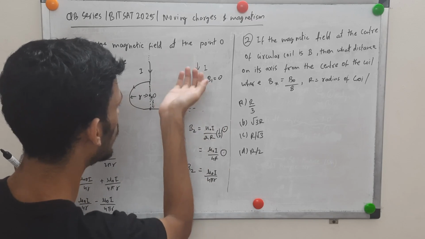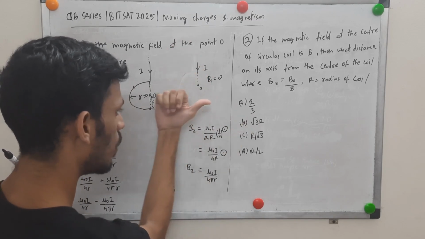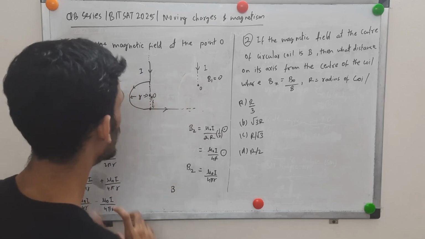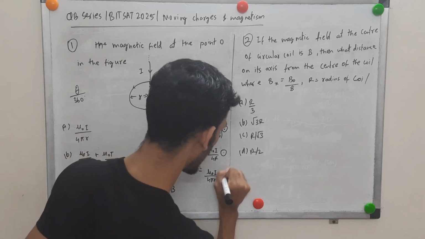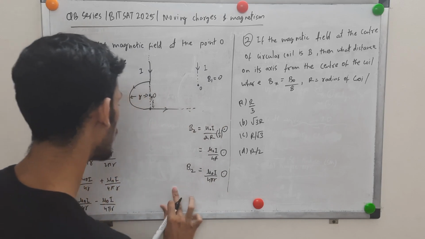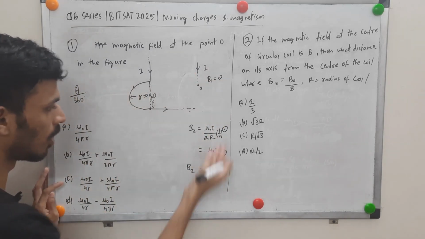The point O is above, right? So at point O, if you curl it, you'll see it's outward. So both fields are outward, so both of them will add. So the final field will be the sum of all these 3.